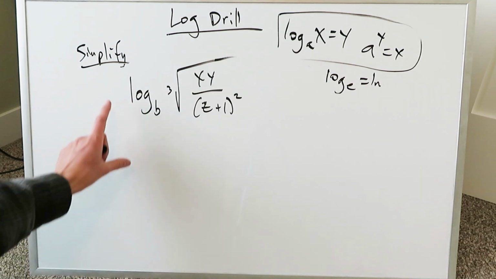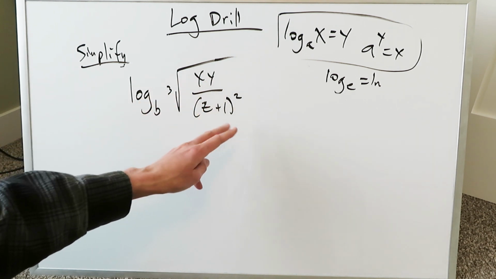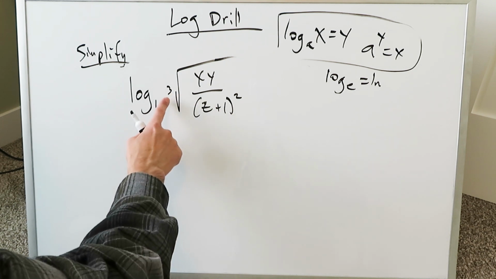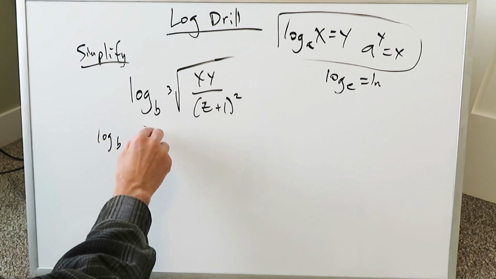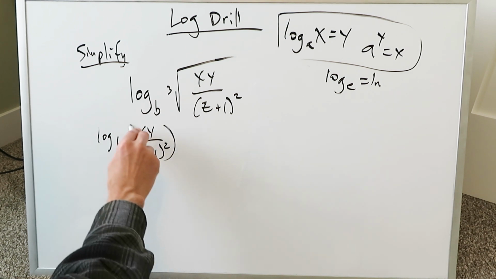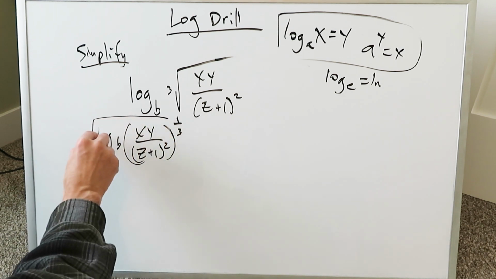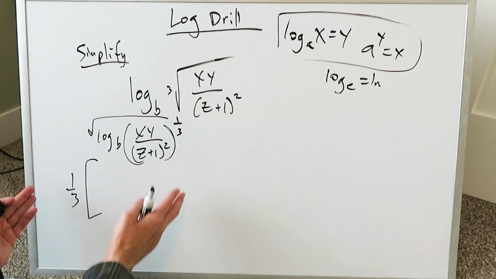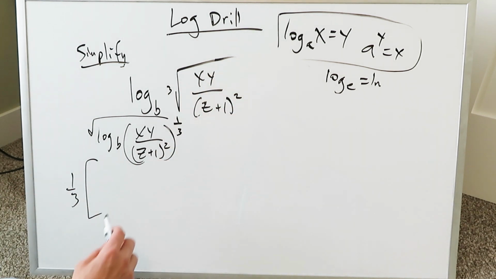Our question is this: we have a log with a base b, we have a cube root xy divided by z plus 1 whole square. The first thing you want to do is get rid of everything here with regards to this exponent. You have a log base b, and then you have an xy over z plus 1 whole square, all to the power of 1 over 3, because that's exactly what it is. But this 1 over 3 can come right out here, and when we put it out here, everything will now be impacted with this 1 over 3, because 1 over 3 is impacting this already as a cube root.